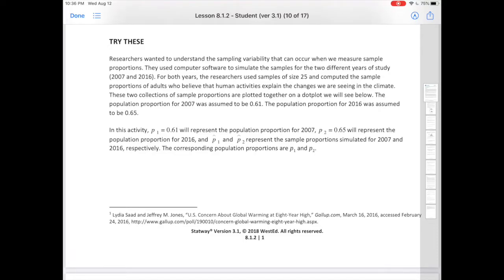The population proportion for 2007 was assumed to be 0.61. The population proportion for 2016 was assumed to be 0.65. In this activity, P1 equals 0.61 will represent the population proportion for 2007, and P2 equals 0.65 will represent the population proportion for 2016, and P1 hat and P2 hat represent the sample proportion simulated for 2007 and 2016 respectively. The corresponding population proportions are P1 and P2. Okay, so P1 represents the earlier year, 2007, and P2 represents the later year, 2016.